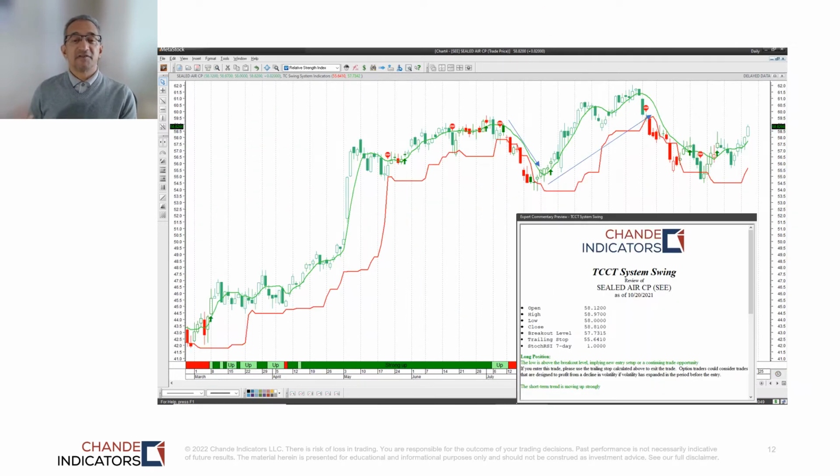This is an example of Sealed Air. You can see that it was weak going into this period, then it rebounded. We were long during the rebound, bought strength after weakness, and we got a very nice trade out of it.